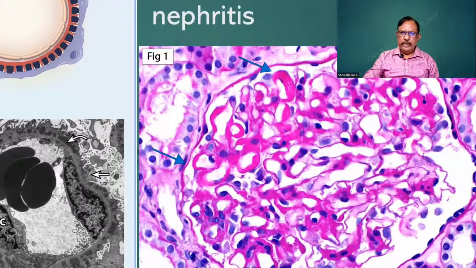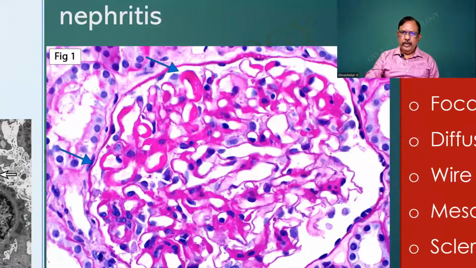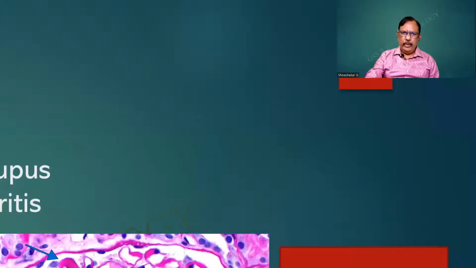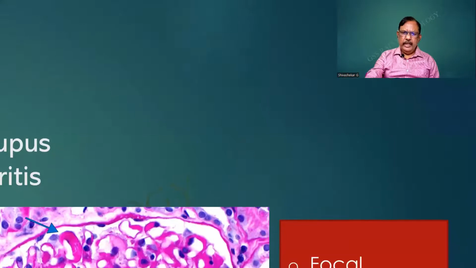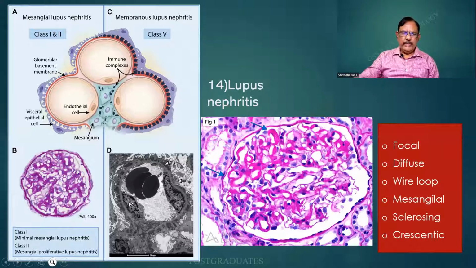The same picture showing the proliferation, and sometimes there can be the classical wire loop lesion that can be made out. So this is pertinent. You may get a chart showing this. So it can be focal, it can be diffuse, there can be wire loop lesions, mesangial, as well as finally there can be sclerosis that is made out. So these are all important things which we will have to remember. Lupus nephritis.